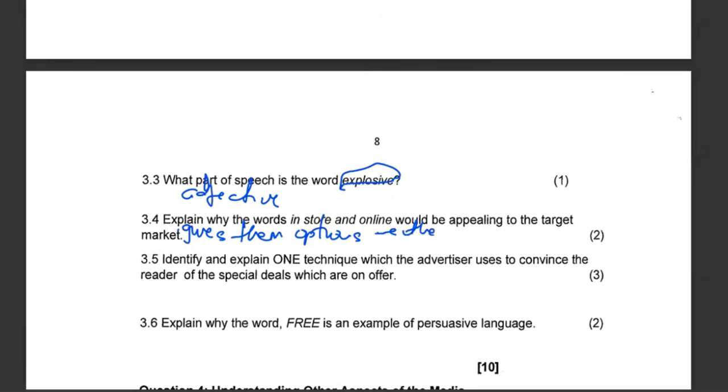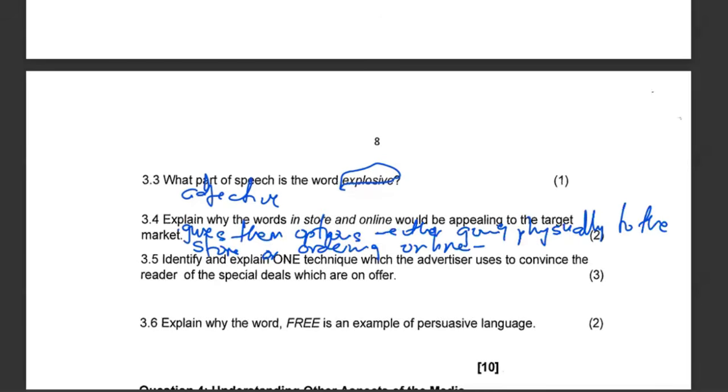Either going to the store, physically to the store, or ordering online. So which means both are applicable.